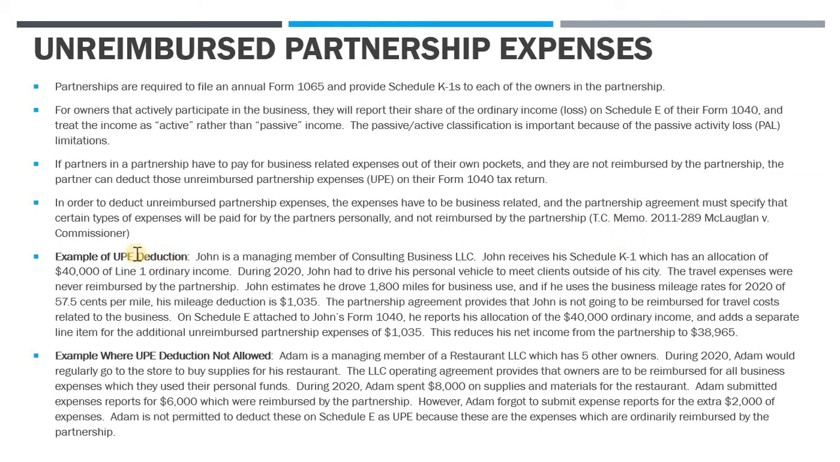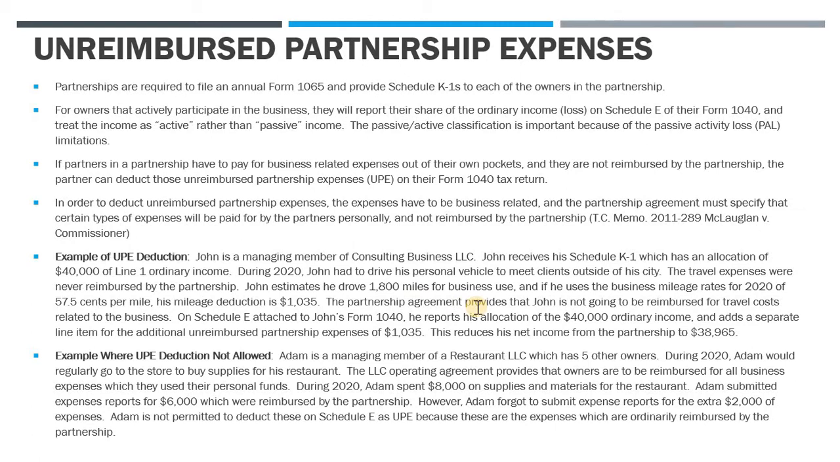So let's look at an example of UPE that is allowed. So we have John here. He's the managing member of this LLC, Consulting Business LLC, and he receives a Schedule K1, which has an allocation of $40,000 of line 1 income. Now, during 2020, John had to drive his personal vehicle to meet clients outside of the home city, right? So his travel expenses were not reimbursed by the partnership. John estimates he drove 1,800 miles for business use. And then if he uses the standard rate for 2020 of 57.5 cents a mile, his mileage deduction is $1,035.